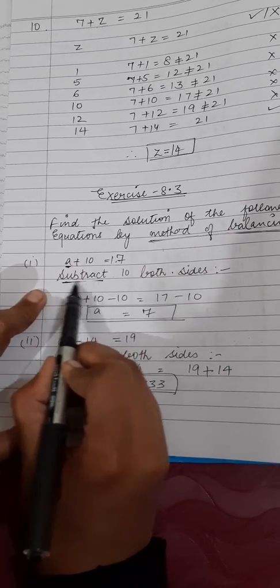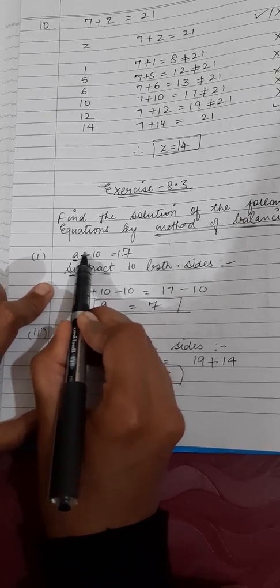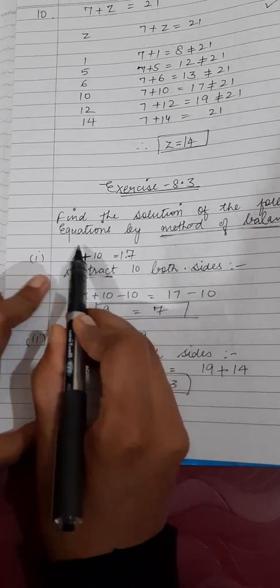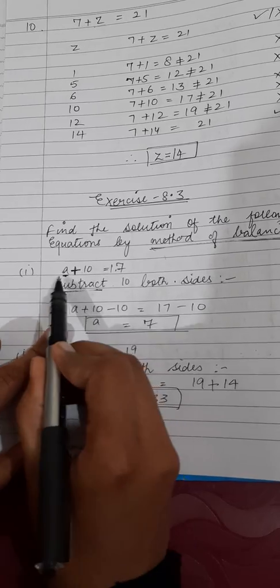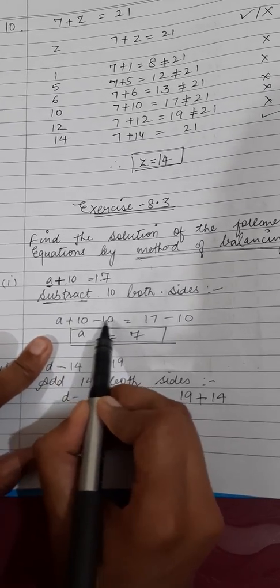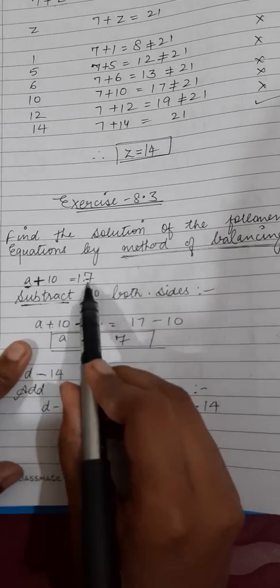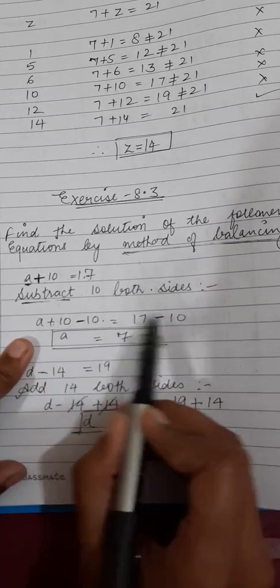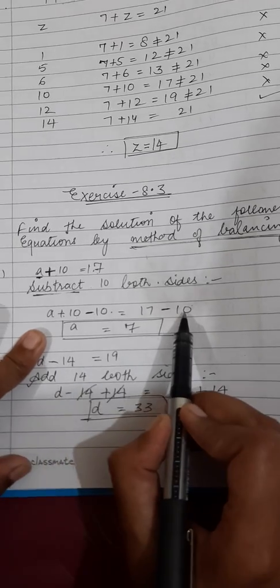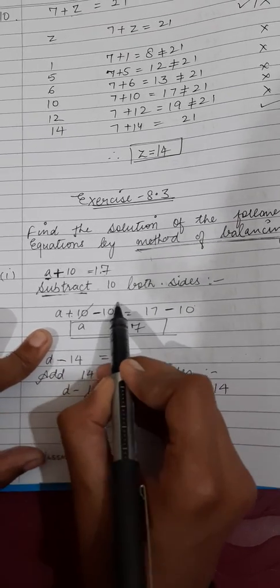Why have I done subtraction? Because I am having a plus sign in the question. So I have to take the opposite sign. So what I have done: a plus 10 minus 10. I have taken minus 10, the opposite sign of this. And 17 minus 10. Both sides I have to take. So this side also minus 10, this side also minus 10. This is going to get cancelled.